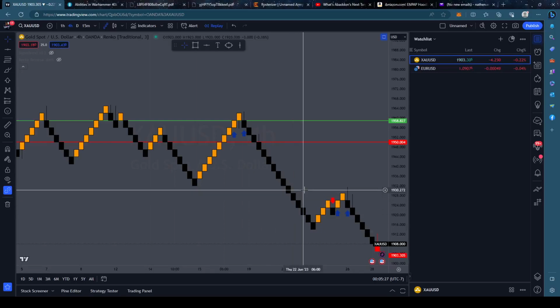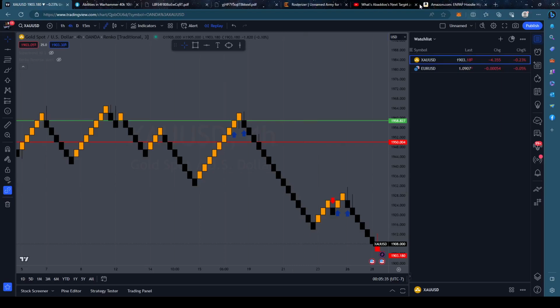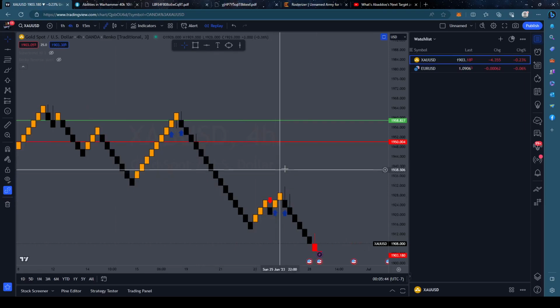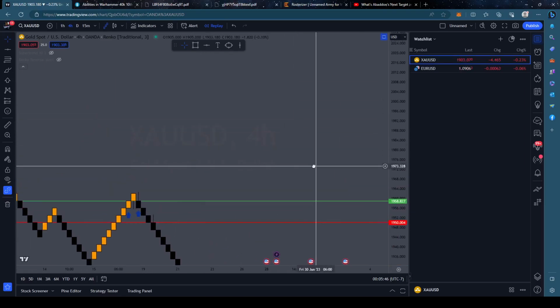Welcome back, traders. Today we are just going to be going over how to backtest a strategy. Basically, how to backtest a Renko strategy in a way that you're able to make a strategy of your own that's not mine. So first things first, you're going to need your idea.